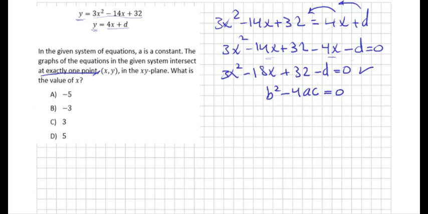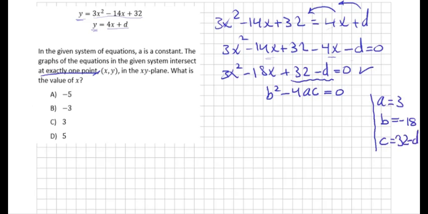Right now we need to identify a, b, and c. So let's write them here. A is the coefficient of x squared, which is equal to 3 right here. B is the coefficient of x, which is negative 18. And c is the combination of the constants, which are 32 minus d. These together are considered c. So 32 minus d is the value of c.